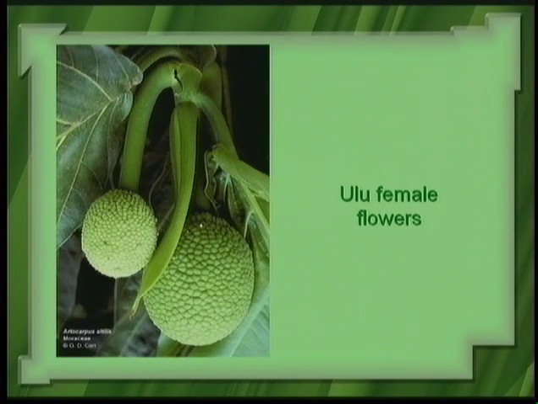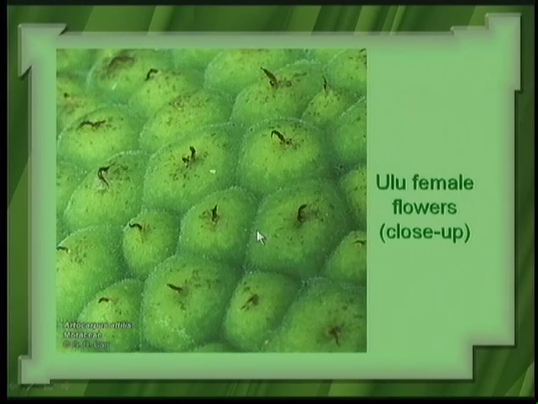Okay, so here we have a female flower, which will develop into the fruit. The female inflorescence of the ulu is actually on the same tree as a male inflorescence. But here you have female ulu flowers. And here is a close-up.